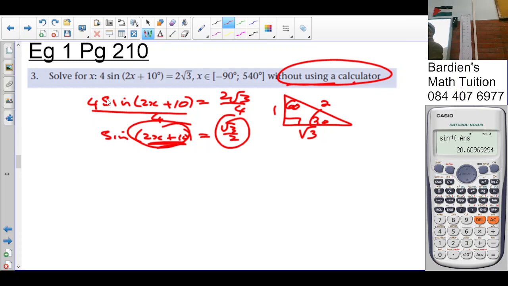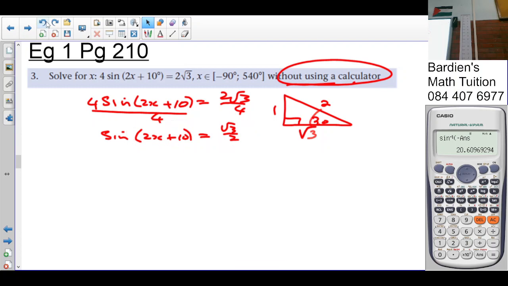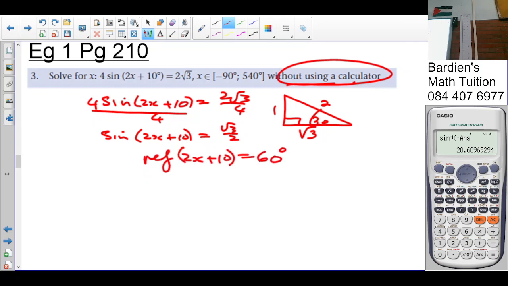Do you understand? Yes. So then that means the reference angle: 2x plus 10 equals 60 degrees. Can you see that, people? The reference 2x plus 10 is equal to 60.